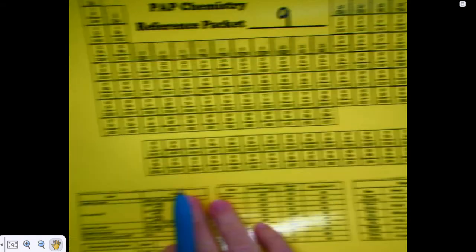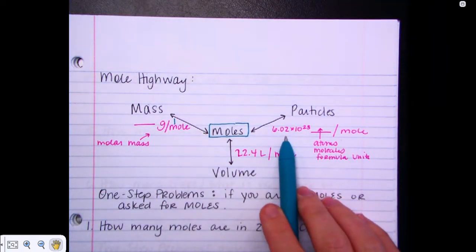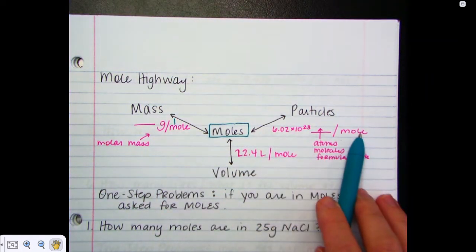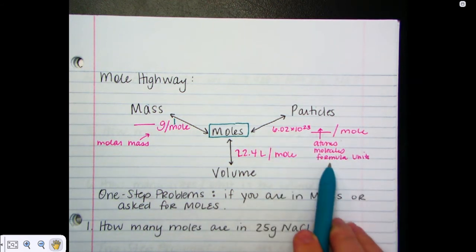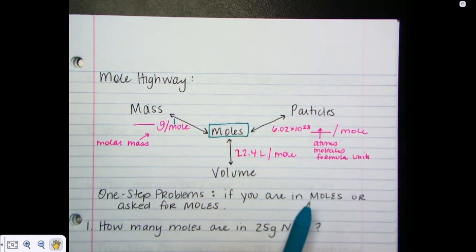So Avogadro's number, 6.02 times 10 to the 23rd. That is the number of atoms to 1 mole. It's also the number of molecules to 1 mole. It's also the number of formula units to 1 mole. So really useful number. So there's 2 groups of conversion problems that we're going to look at in this video.